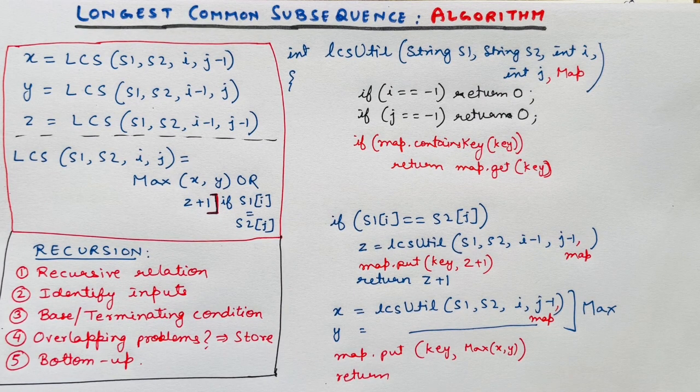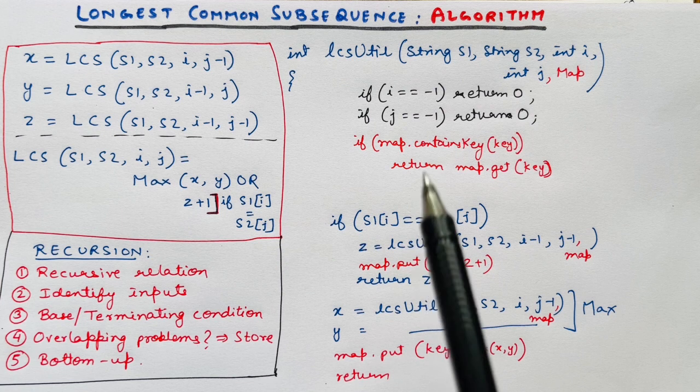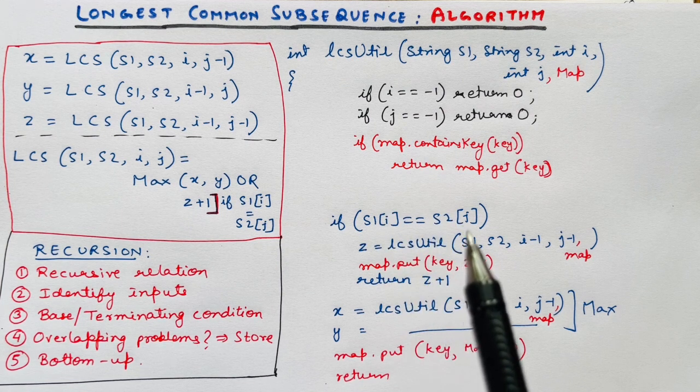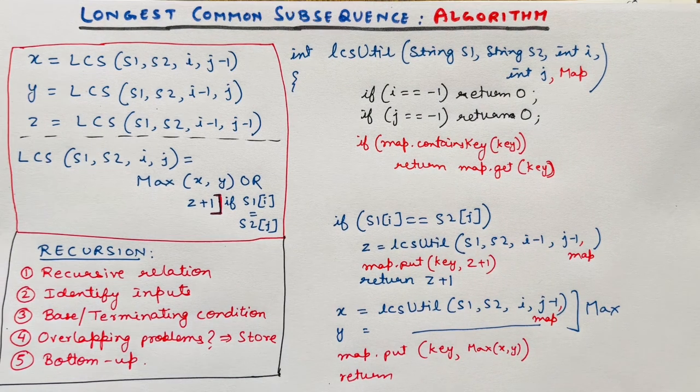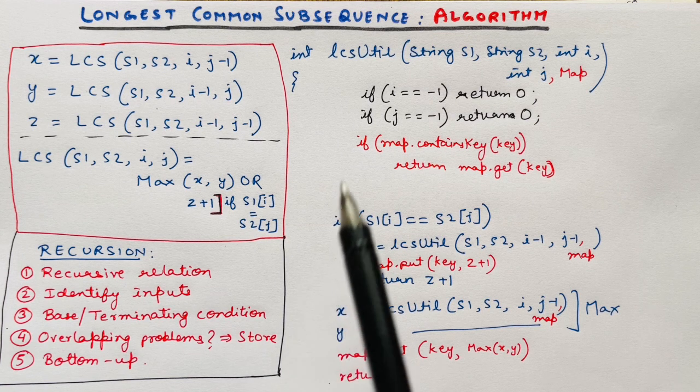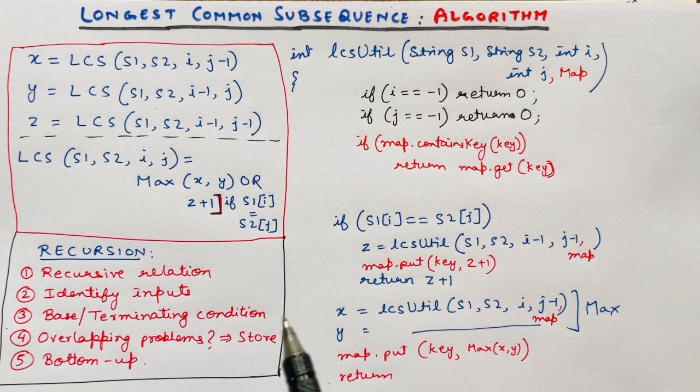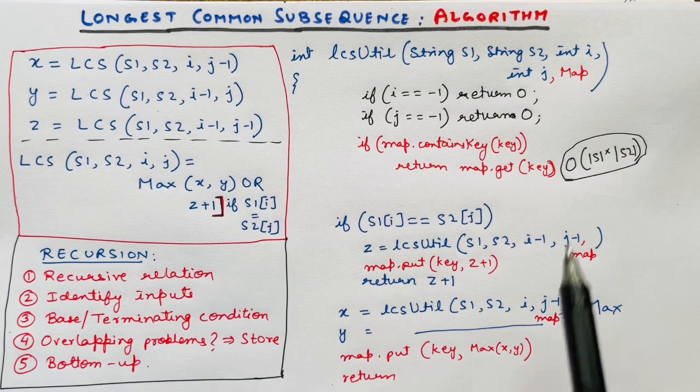Now what will be the time complexity of this algorithm? We can see that we would have calculated the values for every combination of I and J possible. And for every combination, we would have calculated exactly once. So our time complexity will become big O of length of string 1 multiplied by length of string 2. The same will be our space complexity.